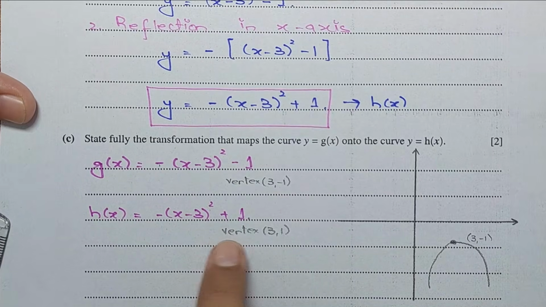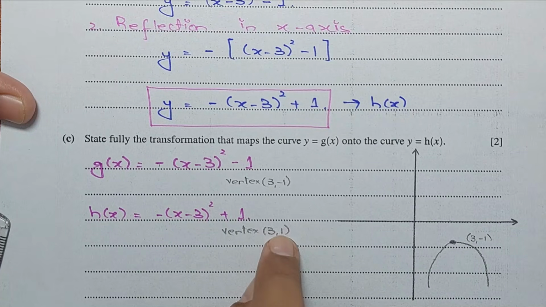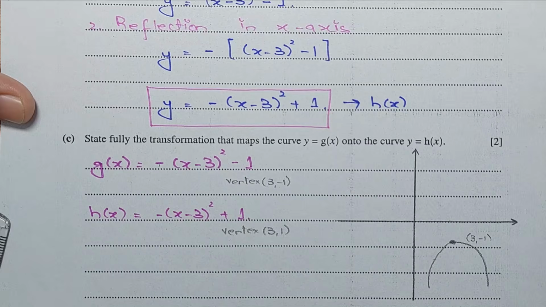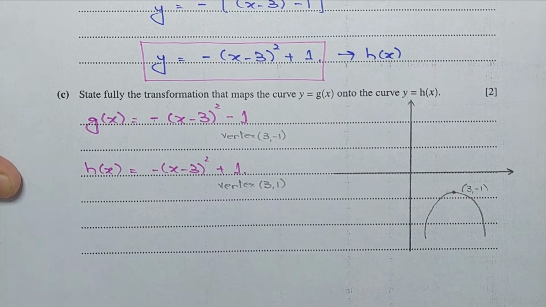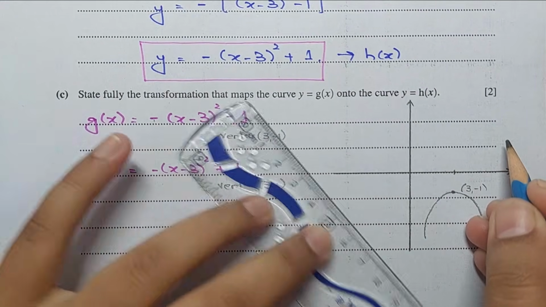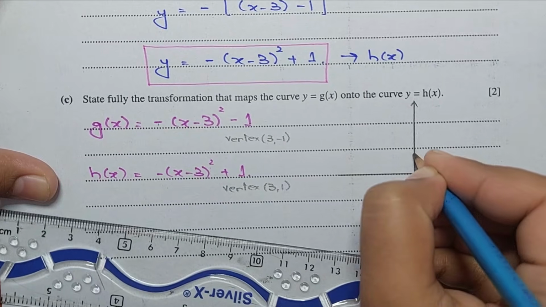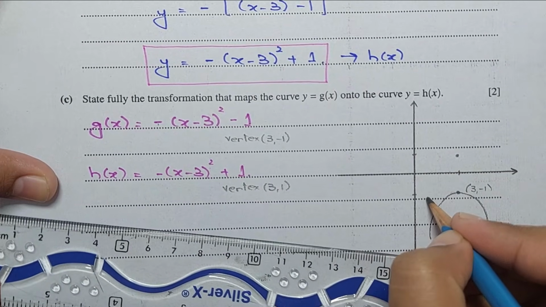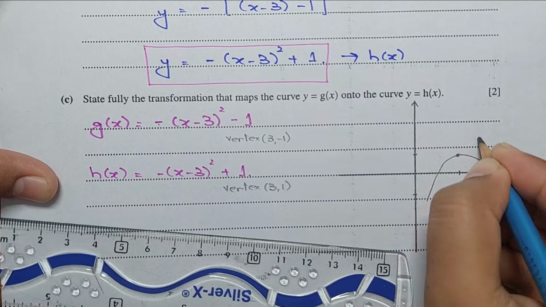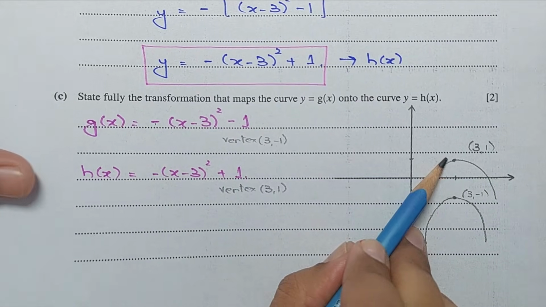Okay, now for this, again the opening of the parabola is downward. The vertex is (3, 1). So the x value is 3 and the y value is 1. Again the same thing, the x value is 3 over here. If the y is minus 1 over here, then y should be 1 over here. So this point, right? And the opening is again downward. This is (3, 1). So how is this g of x transformed to this h of x?